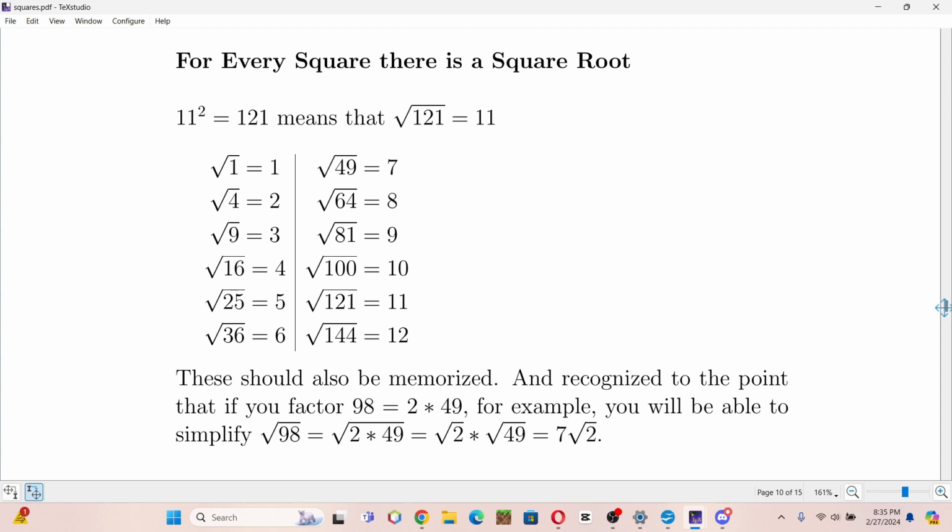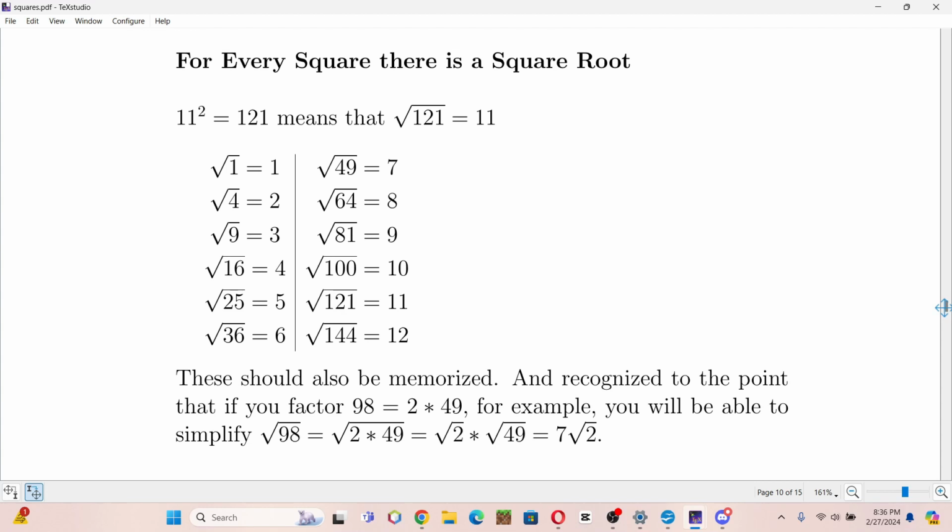Root 25 equal to 5 and root 36 equal to 6 will be used now and again in harder problems. Root 49 equal to 7 has to be memorized and recognized. 7 is a prime, so if you have 49 underneath the square root, then recognizing it as 7 squared is the only way to simplify. You either know it or you don't.